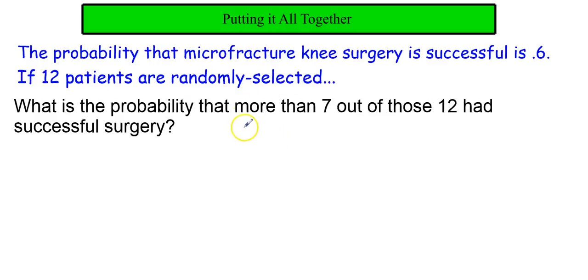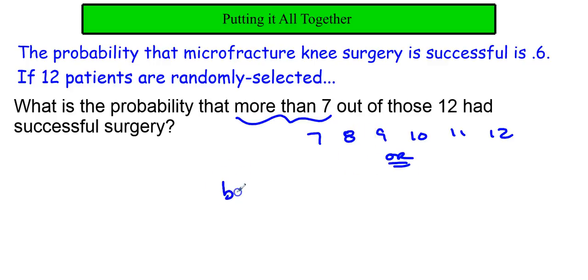Next type is more than 7. And here's where it gets a little bit tricky. So hopefully you've got a good grasp. More than 7 means 7 or 8 or 9 or 10 or 11 or 12. Or means add all of these together. The problem with this is we know it's going to be a binomial CDF, and we also know that binomial CDF calculates from the left up to whatever point you specify.